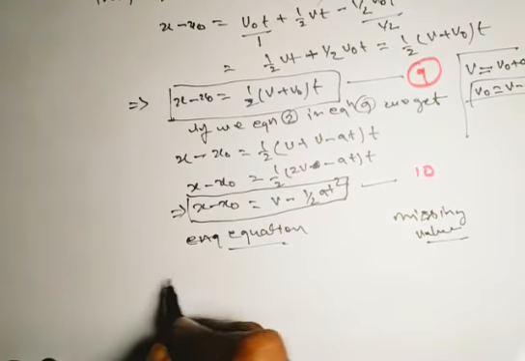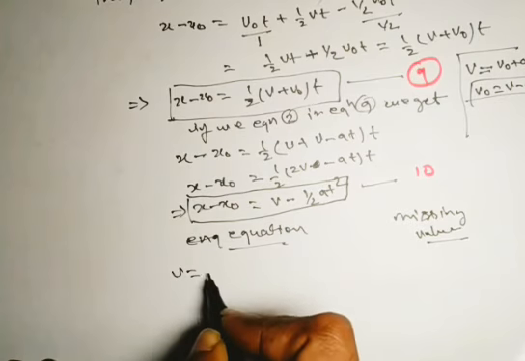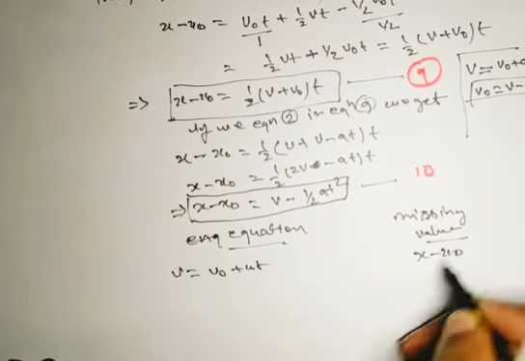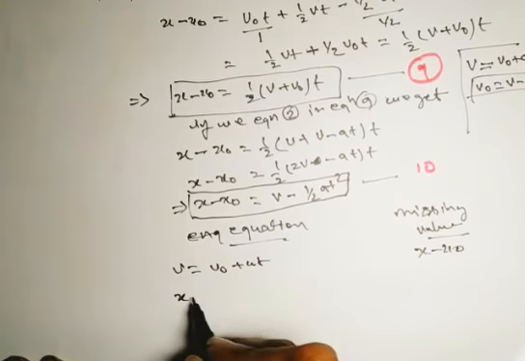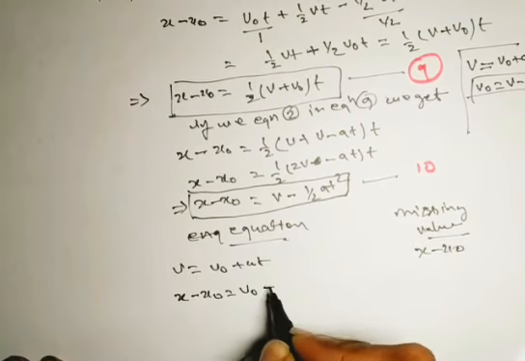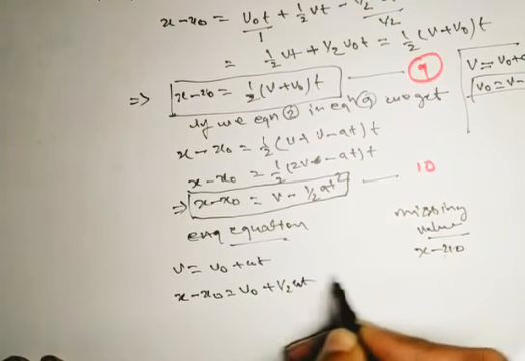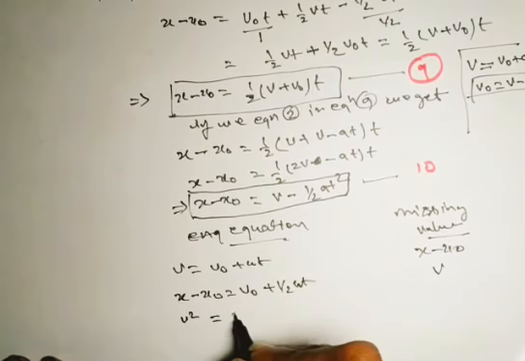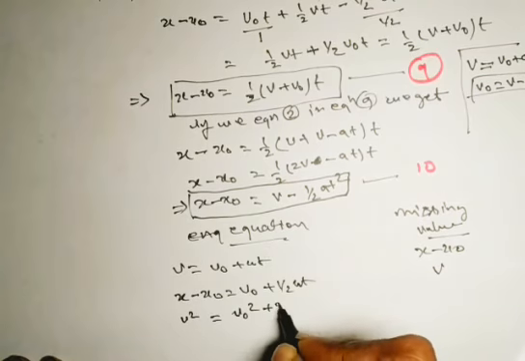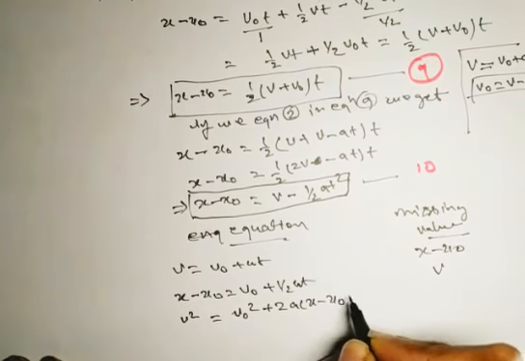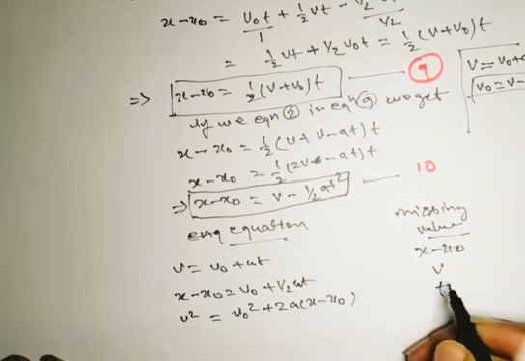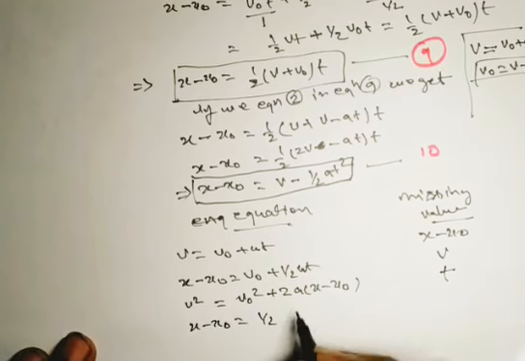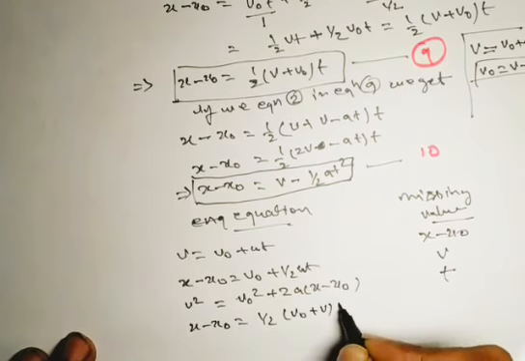From the second equation, v is equal to v naught plus at. The missing value was x minus x naught. The next, x minus x naught is equal to v naught t plus half at square. The missing value is v. v square is equal to v naught square plus 2a into x minus x naught. The missing value was t. And x minus x naught is equal to half v naught plus v into t.